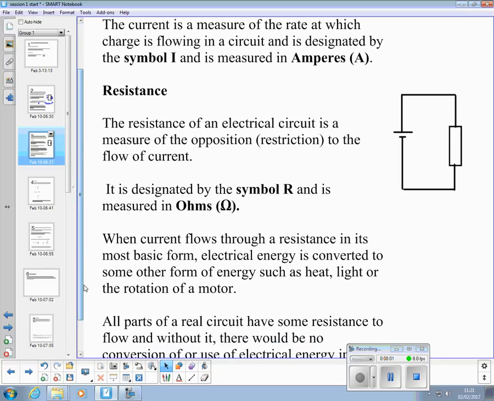Designated by the symbol R, measured in ohms. I won't cause too much confusion now, but you're going to come across some more terms that are measured in ohms. One of them is the impedance Z in ohms. You can think of impedance as AC resistance, and more about that a little later in the module. Okay? When we look at AC circuits.